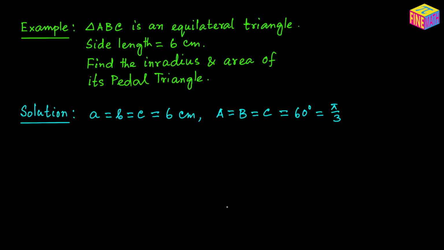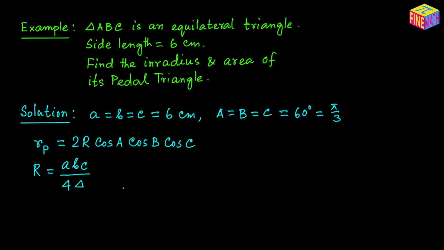Now what is the formula for the inradius of its pedal triangle? Well, we have just seen that the inradius of the pedal triangle is actually 2 times r times cosine A times cosine B times cosine C. Here we have to somehow figure out the circumradius of the original triangle, right? So what would be the circumradius of the original triangle? Well, that will be equal to abc over 4 times delta. Now here uppercase R is the circumradius of the original triangle, which is in this case the triangle ABC, and delta is the area of the triangle ABC.